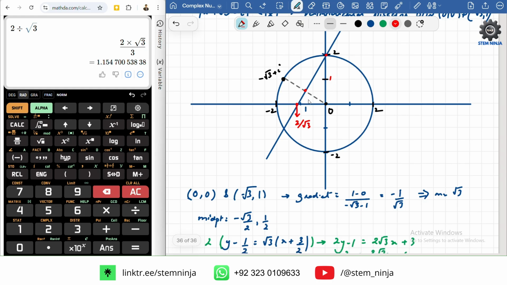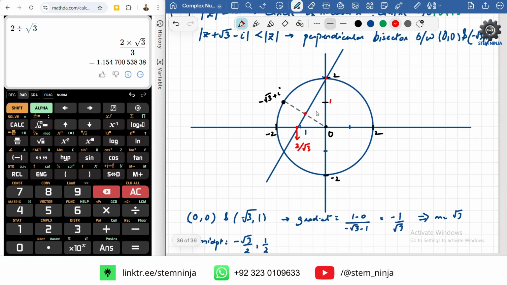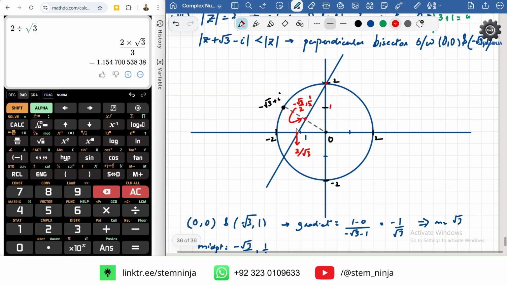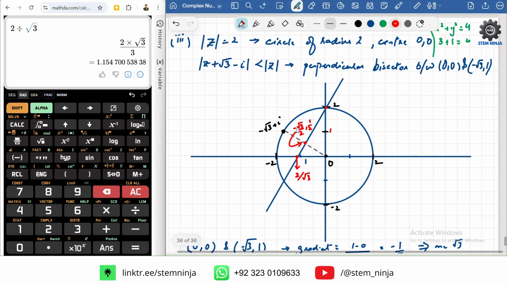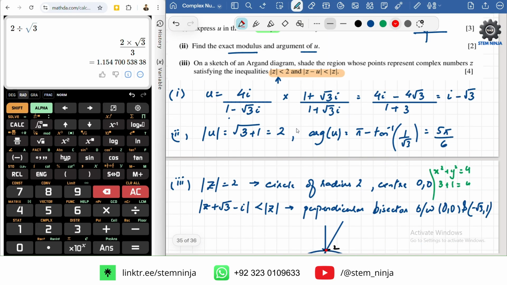You can also label this point to be minus root 3 over 2, 1 over 2. You can label this point, right, midpoint. So this is a perpendicular bisector, that is the circle. Okay, now what did we actually need? Less than 2, less than that.